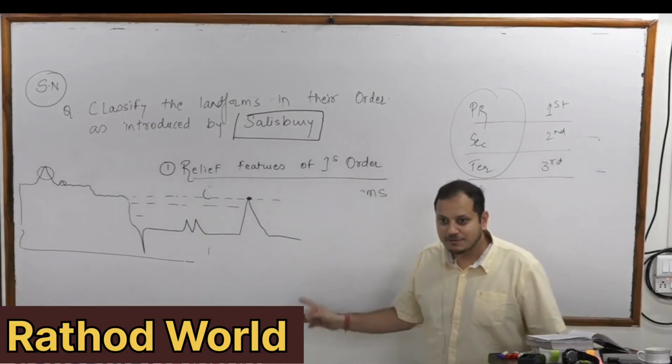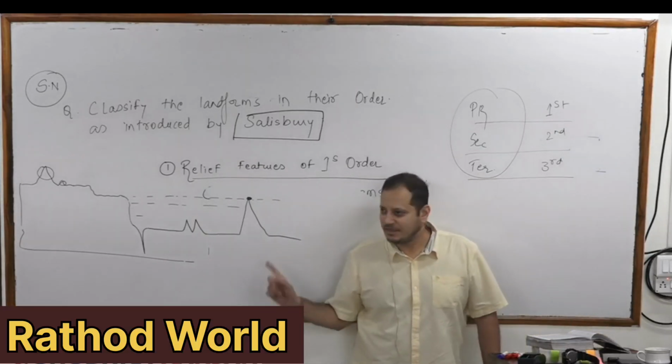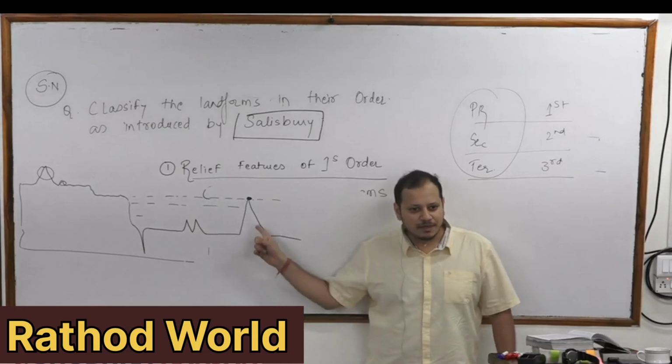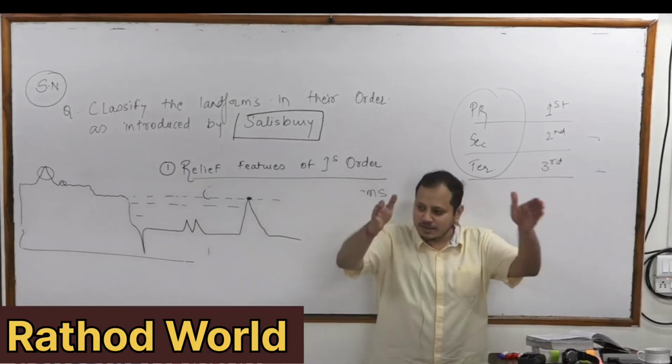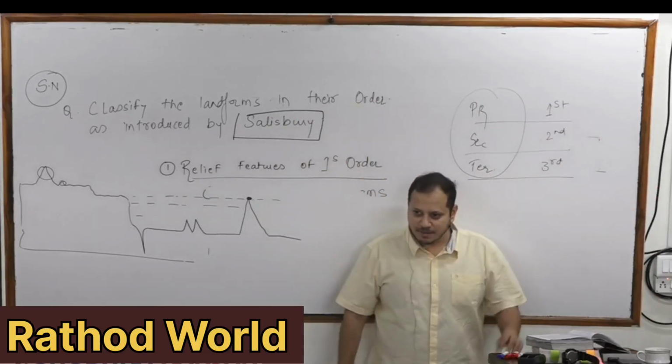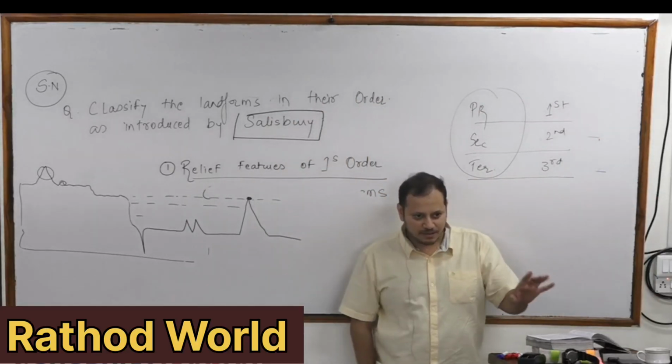How are these mountains formed? Volcanoes. Right? From a volcano, molten magma will come and solidify. Next time it will come and solidify. So layer upon layer will be built up, and thus there will be large scale second order relief features. Getting it?